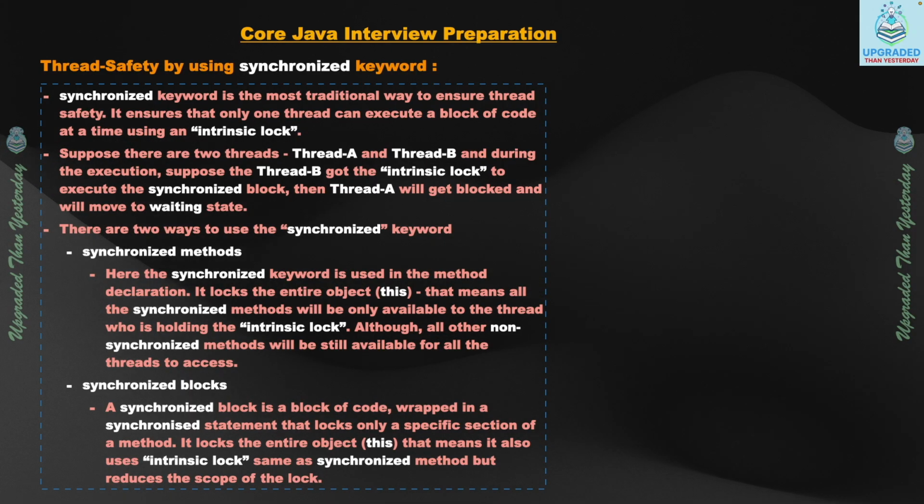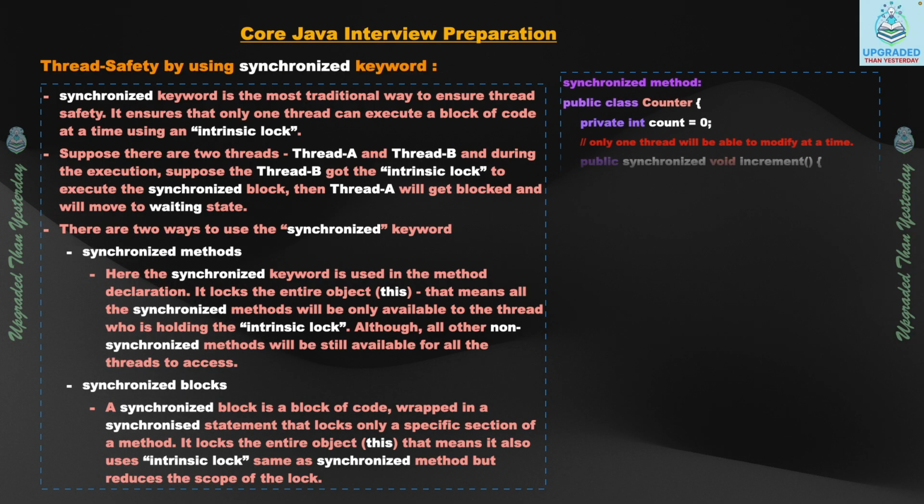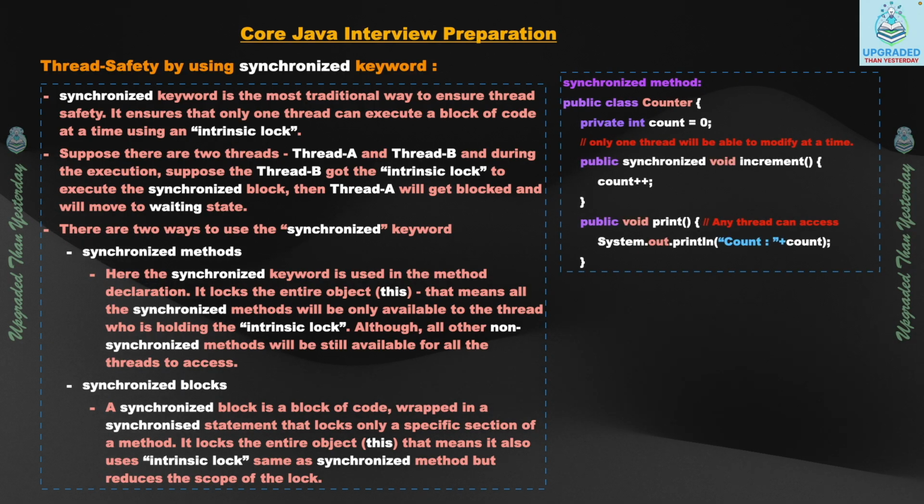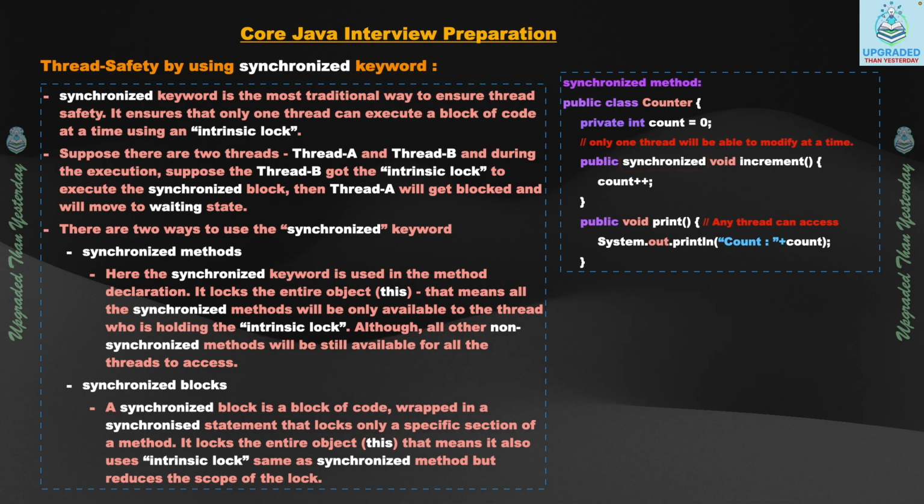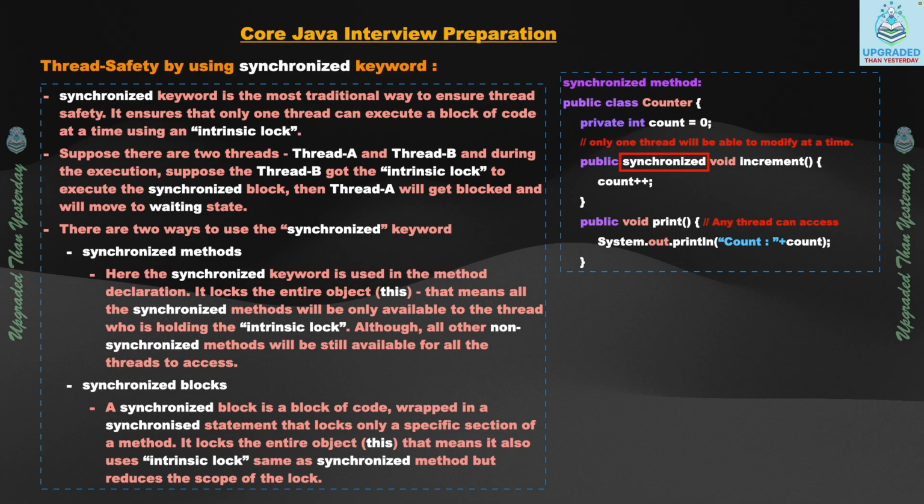There are two ways to use synchronized keyword. Synchronized methods. Here the synchronized keyword is used in the method declaration. It locks the entire object. That means all the synchronized methods will be available only to the thread which is holding the intrinsic lock, although all other non-synchronized methods will be available for all the threads to access.